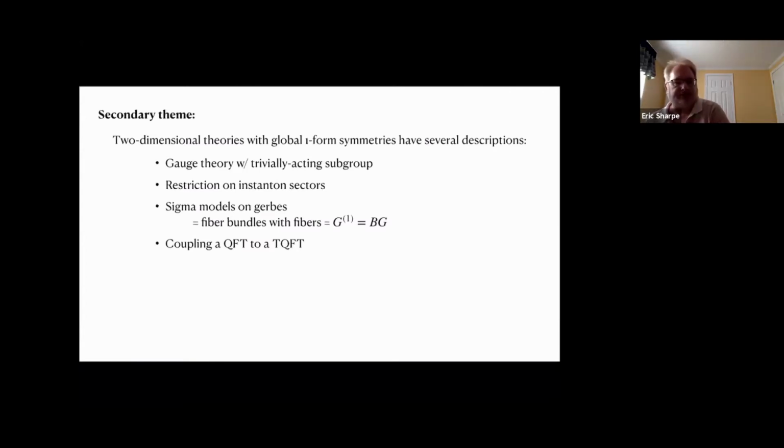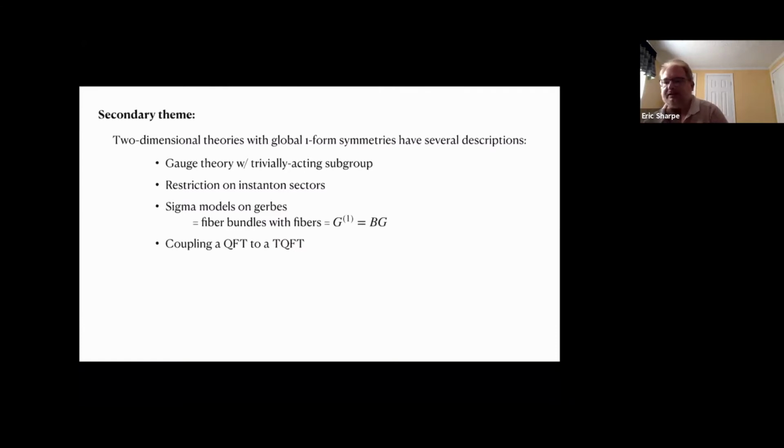Another description that sometimes appeared is as a theory with a restriction on instanton sectors, which immediately suggests that these theories could suffer from issues with cluster decomposition. I'll come back to that later. A third description of these theories is as sigma models on gerbes.